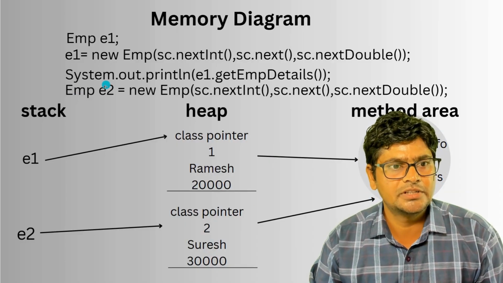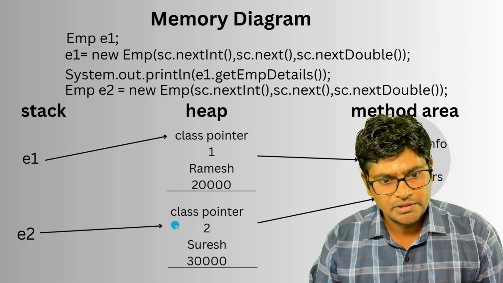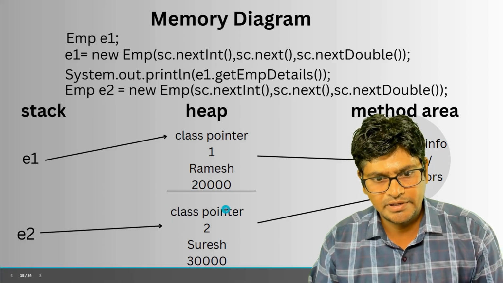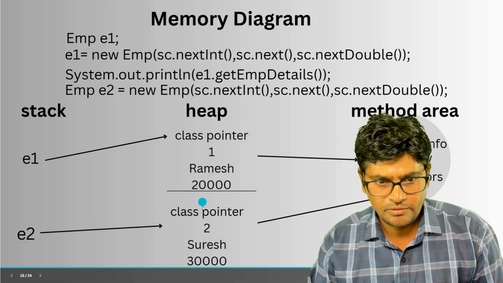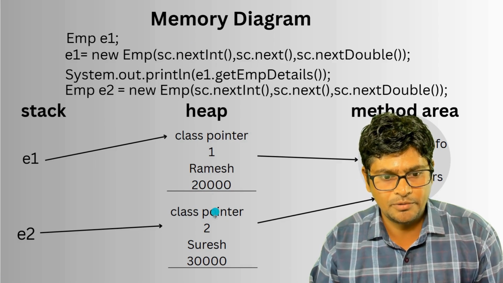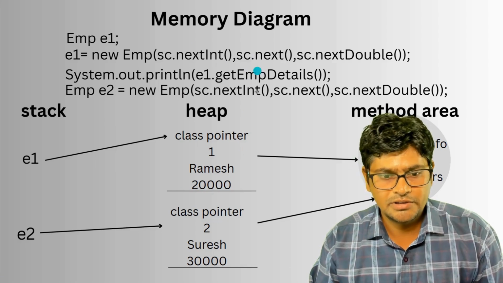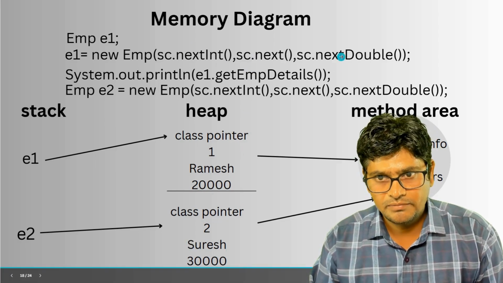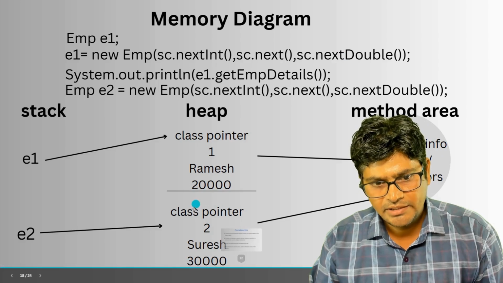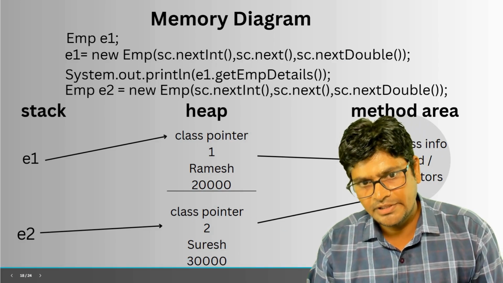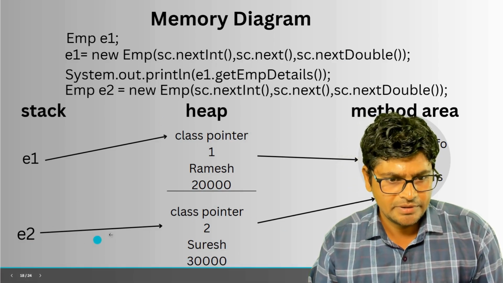For the second object, employee2 is equal to new Emp, the same thing happens. The first slot is for the class pointer, the second is for our employee ID, the third is for our name, and the fourth is for the salary. This class pointer again points to the method area, and the same way our method is going to be invoked.